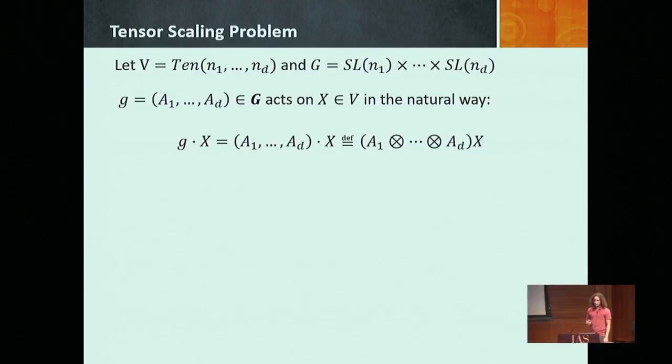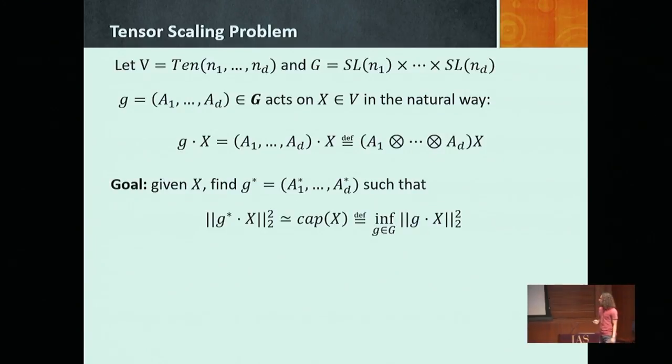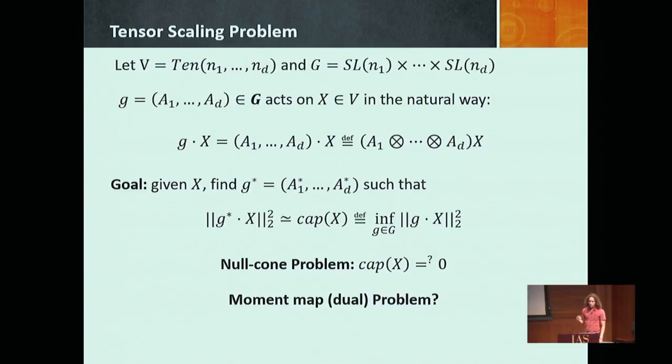And what is the goal here again? The null-cone problem. So the goal is usually, when I give you X, I want to find a group element that gets me to the element of minimum norm in the orbit closure. I want to approximate the minimum norm. So the null-cone problem is, I give you X, is X in the null-cone, which is essentially the same as saying, is the capacity of X equal to 0? Okay? Now, what is the dual problem?